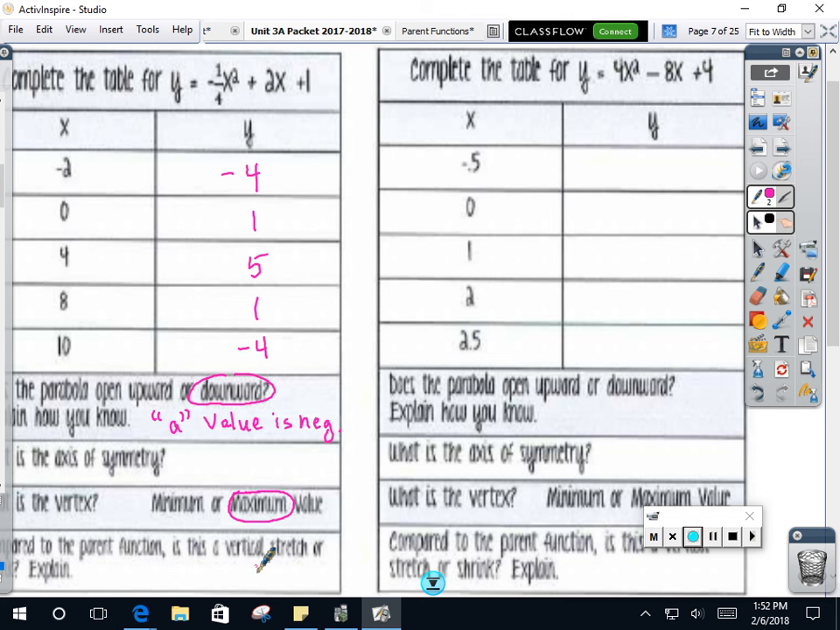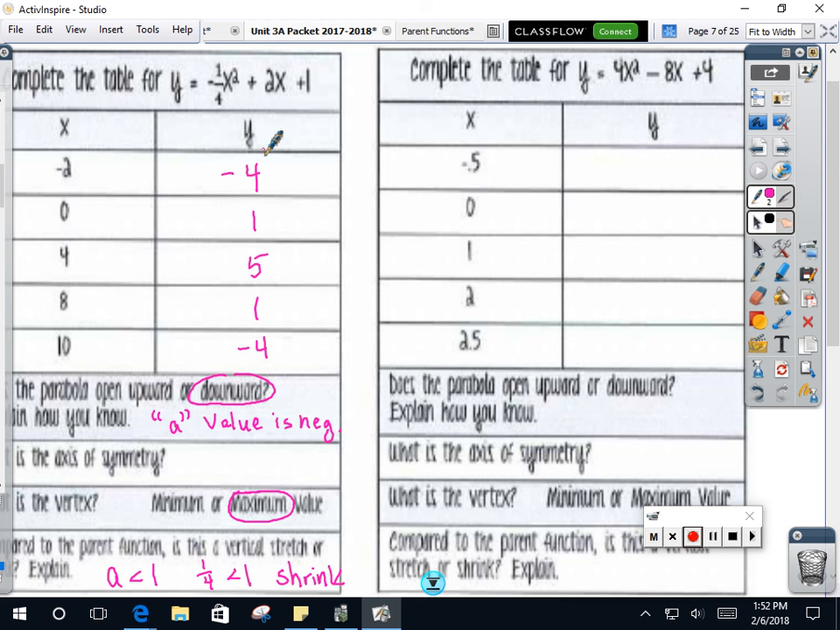Okay, and then you can tell me whether it's going to be a vertical stretch or shrink by just looking at the a value. What is the a value? Right, and what's the absolute value of negative 1/4? Just 1/4. Is 1/4 less than 1 or greater than 1? Less than 1. If your a value is less than 1, which in this case it is, 1/4 is less than 1, then it is a vertical shrink. Anytime that the a value is less than 1, once you take the negative off of it, then it's a vertical shrink.